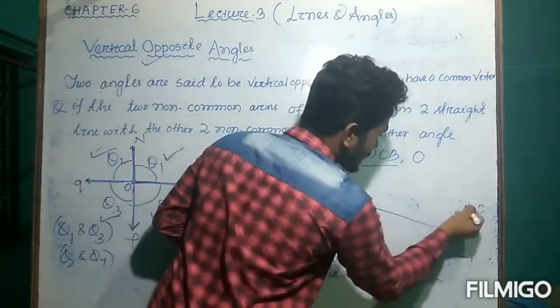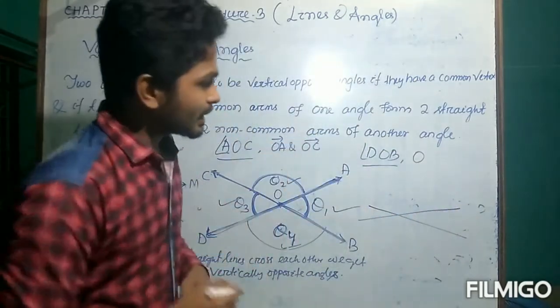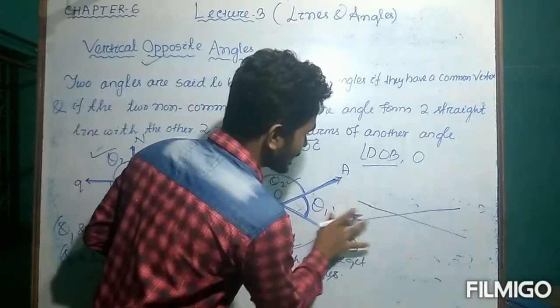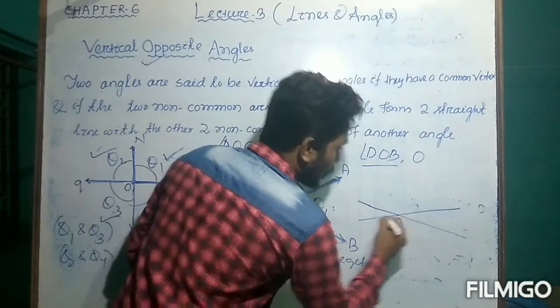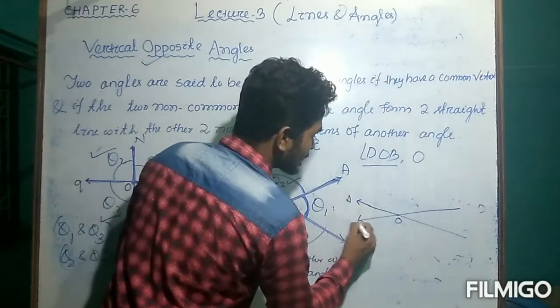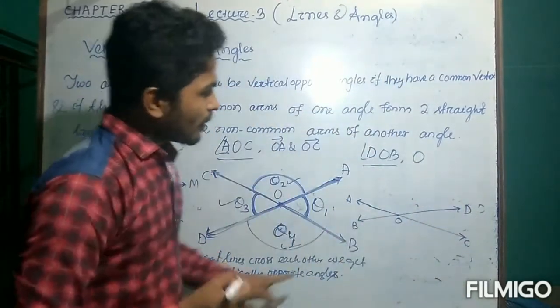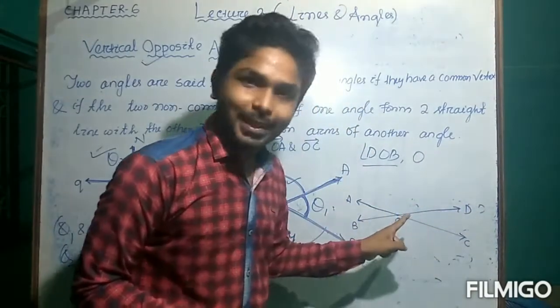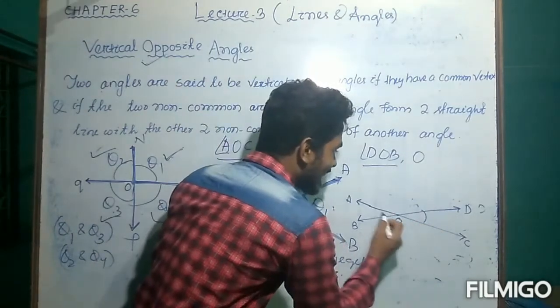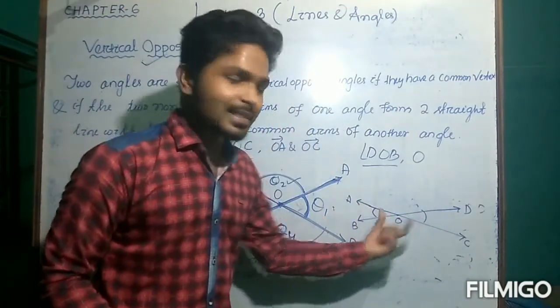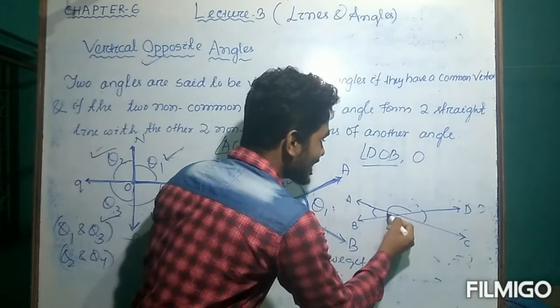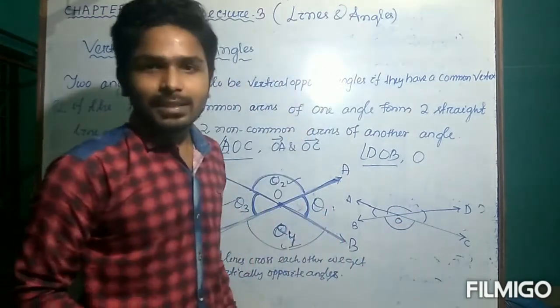Suppose the two straight lines meet each other like this, at a point O. This is A, this is B, this is C, this is D. So first tell me which two angles are vertically opposite angles. This angle and this angle are vertically opposite angles. Similarly, this angle and this angle are vertically opposite angles.